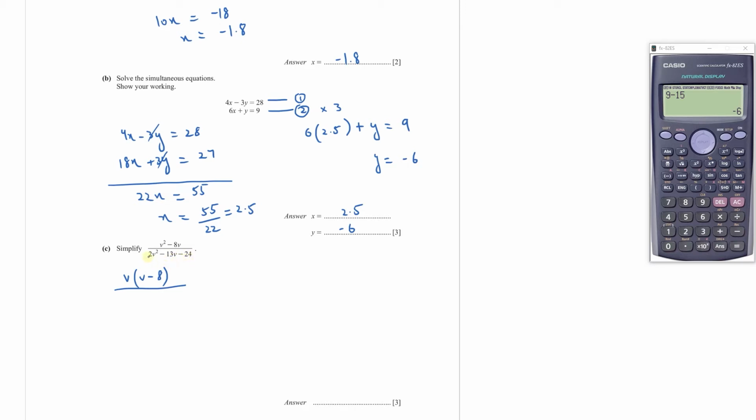So 24 multiplied by 2 is 48. Since this is a negative sign, I have minus 24 into plus 2, which is minus 48. So that means I have to find factors of 48 that if I subtract them, I get minus 13. So let's look at the factors of 48. So I have 2 times 24, 2 times 12, 2 times 6, 2 times 3, and 3 times 1.